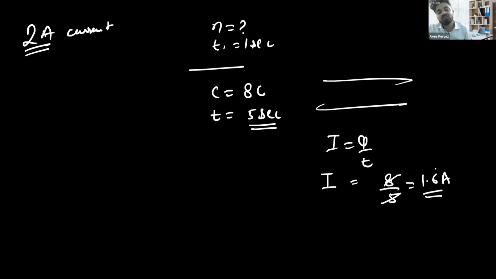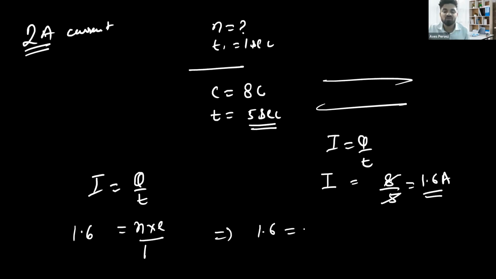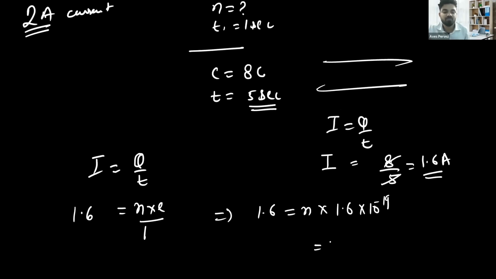So we get the current, that is 1.6 ampere current is passing. So I is equal to Q by T, you know this one, and Q is equal to N into E. T is 1 second because it is asking per second, and I is 1.6, which you have calculated. So 1.6 is equal to N into E, and the value of E is always fixed, that is 1.6 into 10 to the power minus 19. Then N will be equal to 1.6 upon 1.6 into 10 to the power minus 19. The 1.6 gets cancelled, and you get N is equal to 10 to the power, sorry, positive 19. Got it?